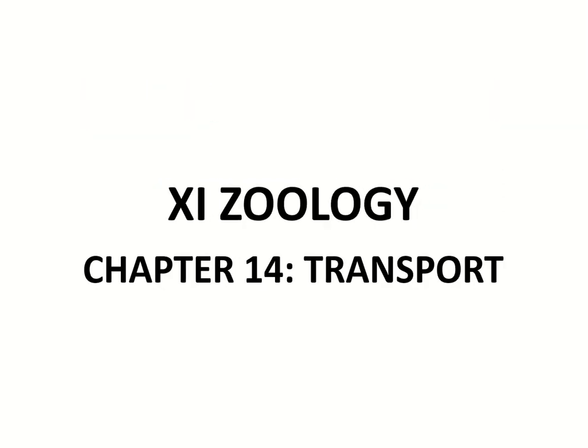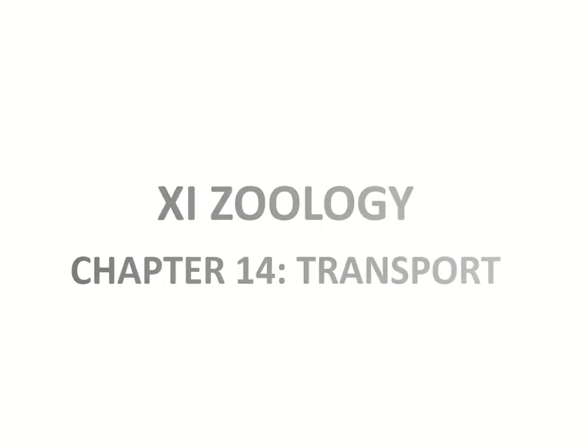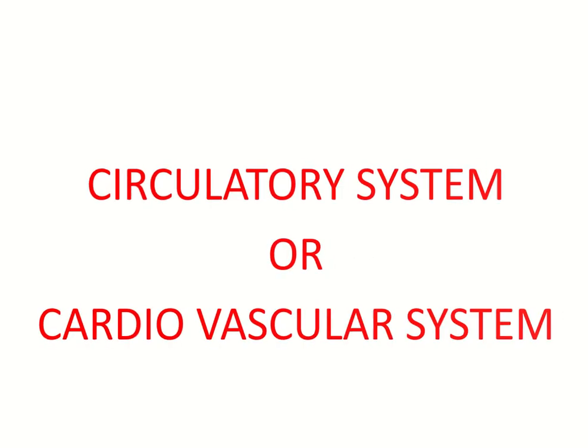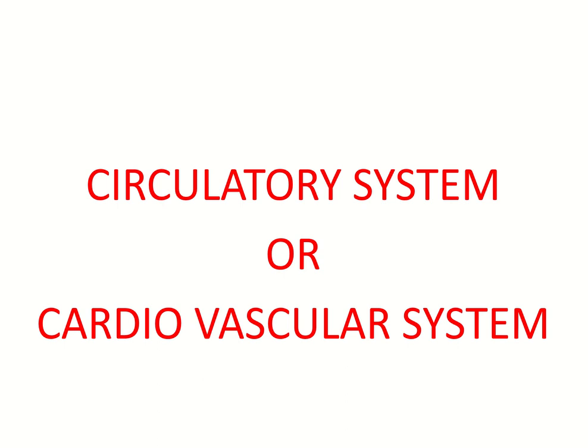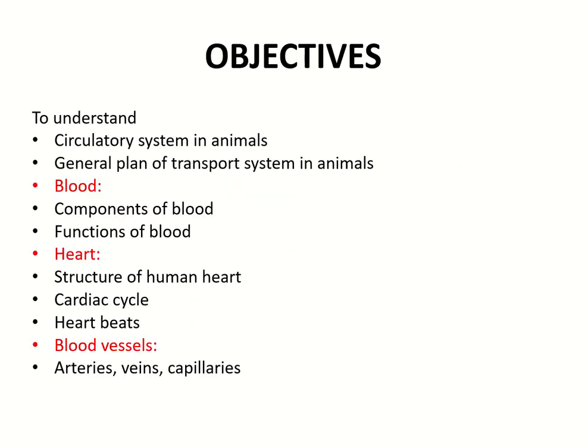Today, I am going to discuss chapter number 14 for first year zoology, transport. Today's topic is circulatory system or cardiovascular system. Our objectives are to understand circulatory system in the animals and general plan of transport system.